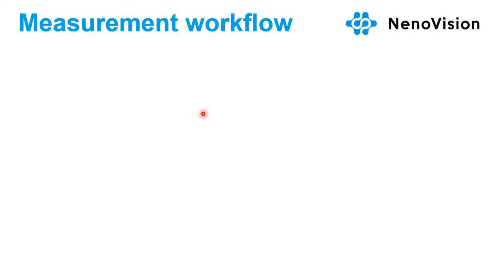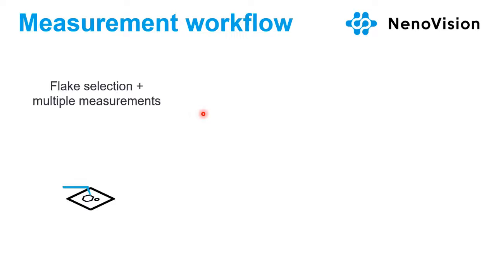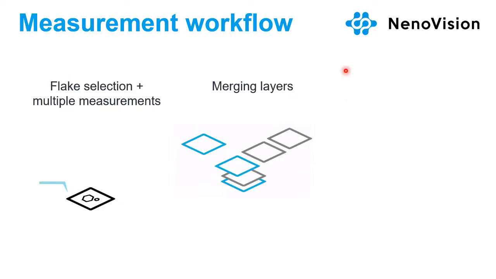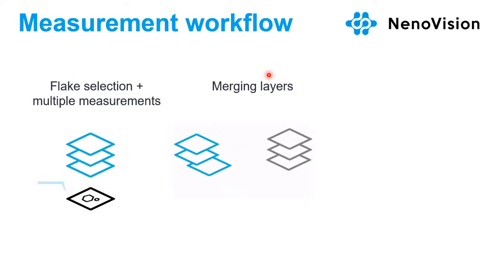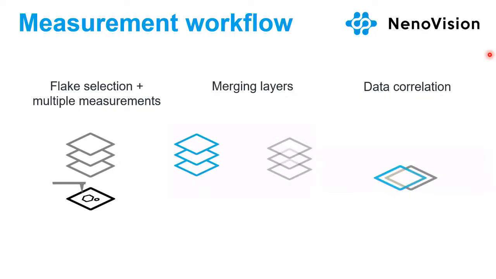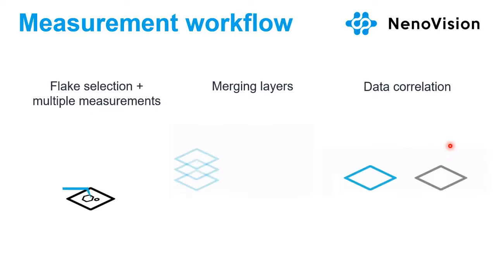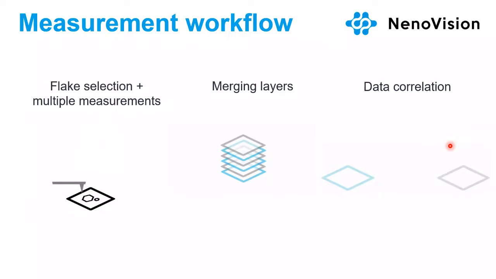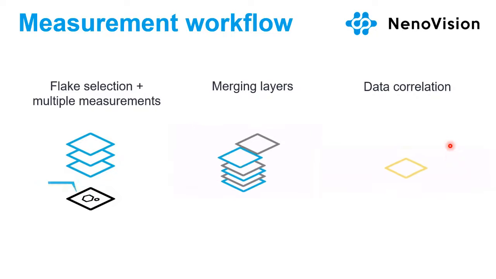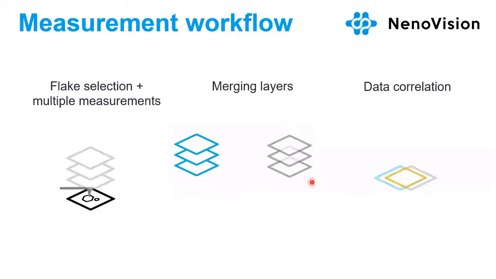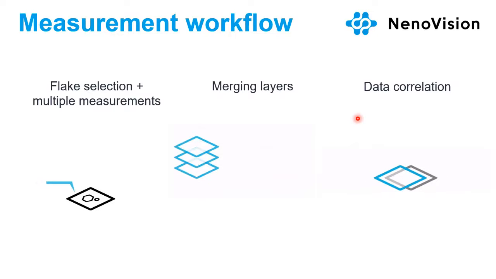So from the measurement workflow, what we're going to do, first of all, we select the flake and we do the multiple measurements which are needed. Then we need to merge the layers, and then we need to correlate the data together and post-process. It looks quite easy here, but let's have a look at how it looks in reality.